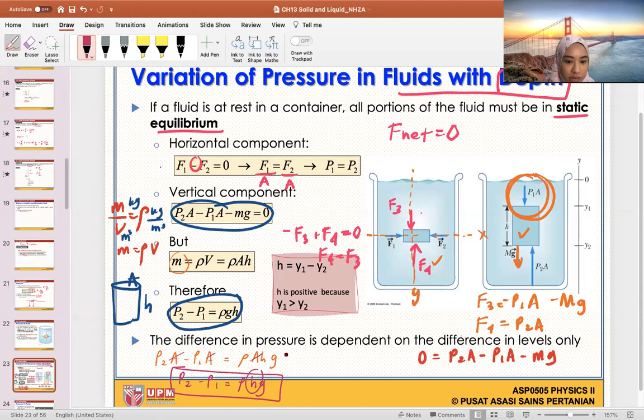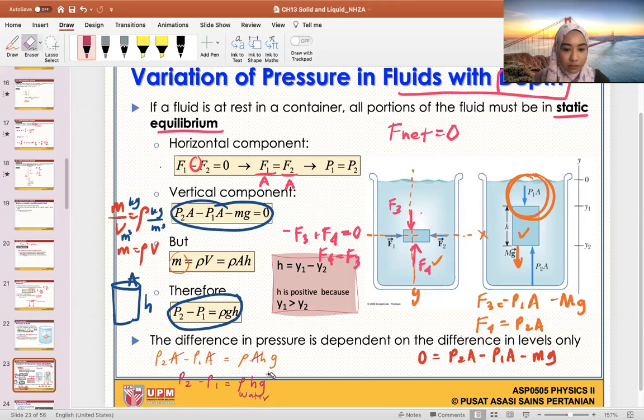So gravity is constant. Rho does not change, the density does not change. What density are we talking about here? The density of the water. Okay, so this is the density of water. So P2 minus P1, the difference in pressure, I can calculate the difference in pressure by just knowing the height, by just knowing the depth. Okay, so that is something that you need to take away from this slide.